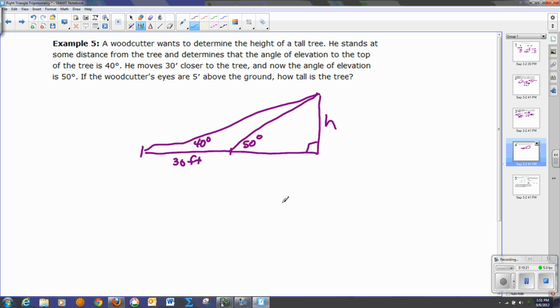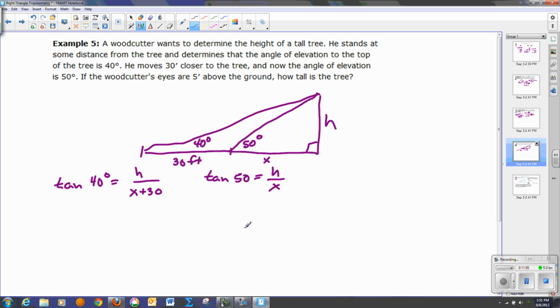Well, we can do this a number of different ways. What I think we'll do is a little substitution. So I know that the tangent of 40 degrees is equal to the opposite, which is h, and I'm looking at the big triangle, over the adjacent side, which is a combination of the x and the 30 feet. I also know that the tangent of 50 degrees is equal to the opposite, which is h over x.